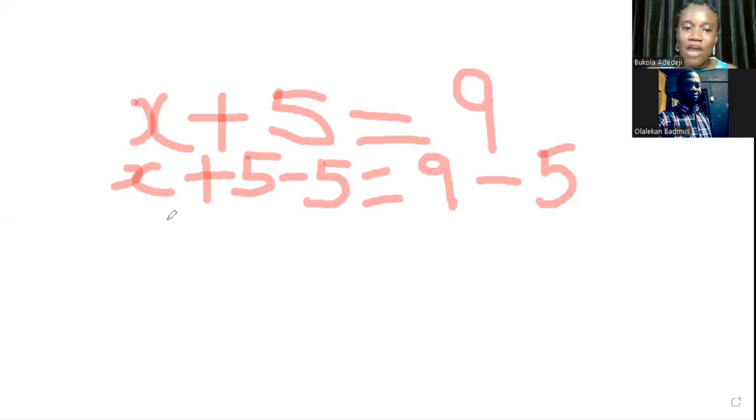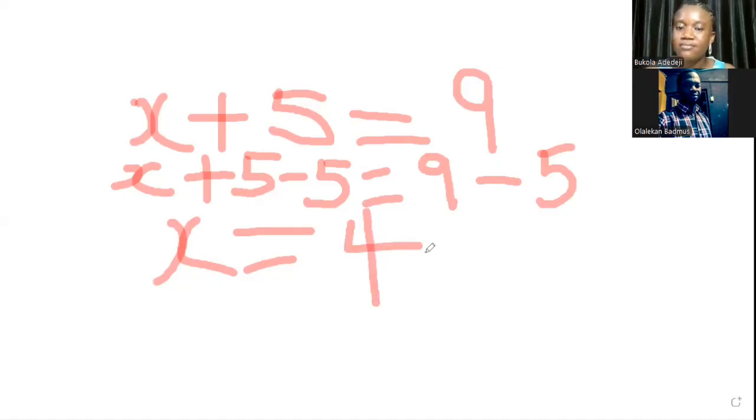So what do we have now? We have x will now be equal to 9 minus 5. What do we have? 4. So it means the value of x is 4. So therefore, x plus 5 equals 9. If you want to check if your answer is correct, you put 4 where you have x, and then you say 4 plus 5 equals 9, which means 9 is on the left-hand side and 9 is on the right-hand side.